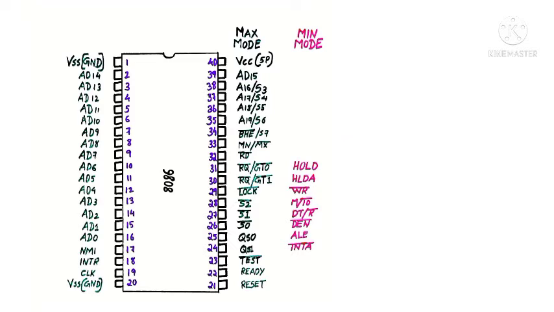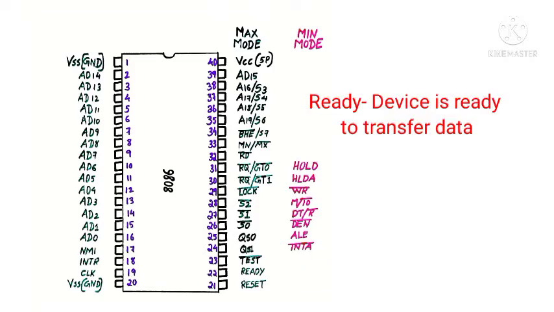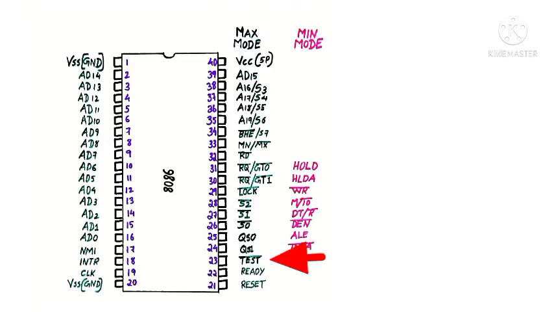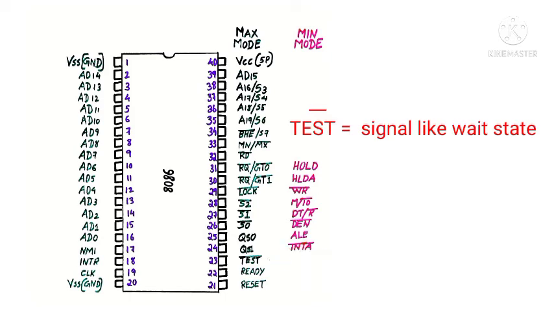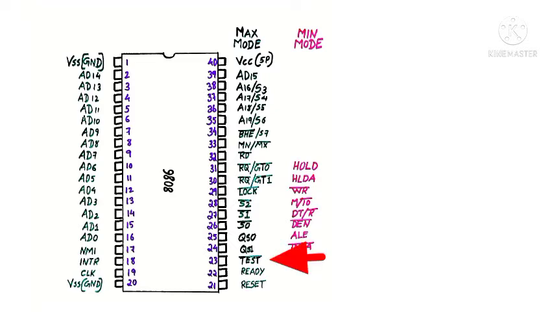Pin number 21, that you can see in the figure, is connected to the reset signal. Reset means it will reset the complete operation. Whatever it is doing, it will terminate and restart. Pin number 22 is connected with the ready signal, that indicates that the device is ready to transfer the data. Pin number 23 is connected with the TEST bar signal. If the value of this test signal is 0, then it will continue its execution, and whenever this value is high, it will go to the idle state.